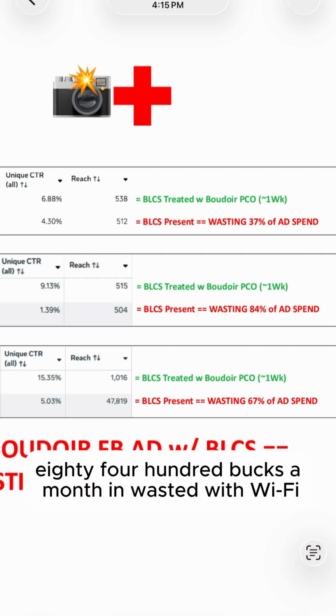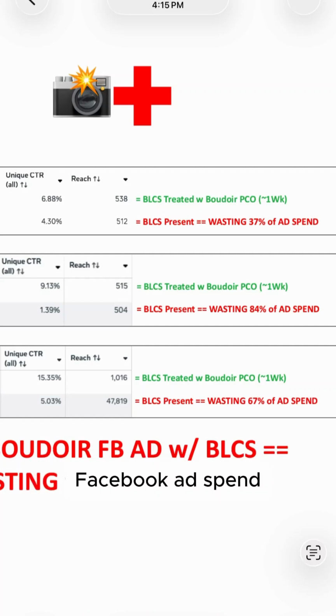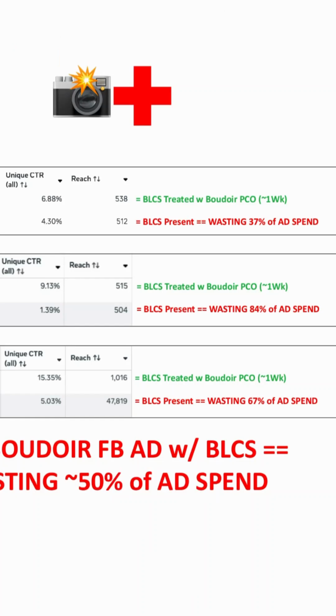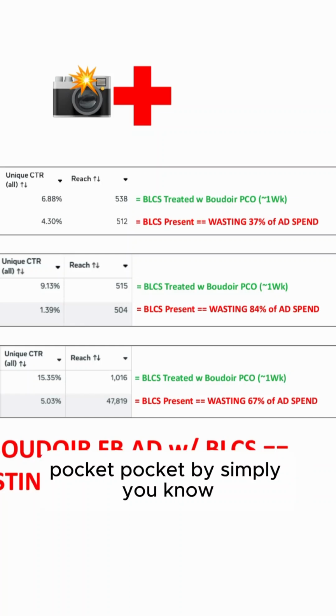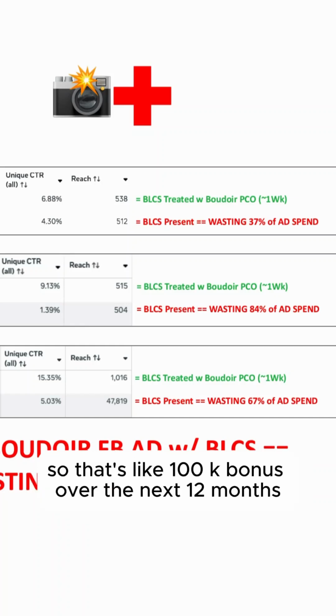So they eliminate $8,400 a month in wasted Boudoir Facebook ad spend, and they actually just pocket that, literally $8,400 a month, by simply not spending it. So that's like a 100K bonus over the next 12 months.